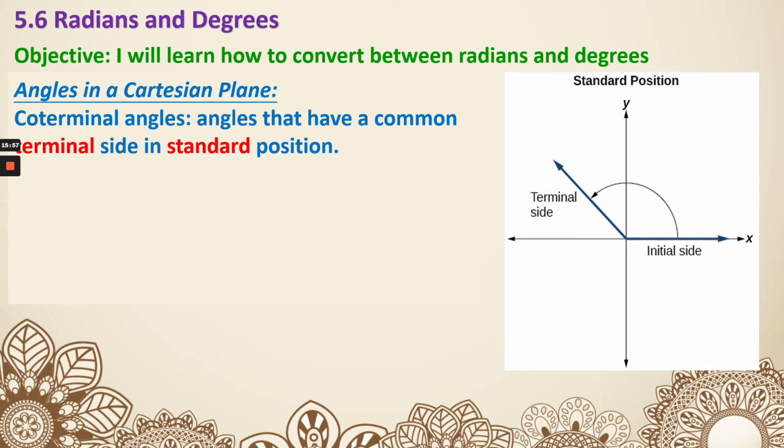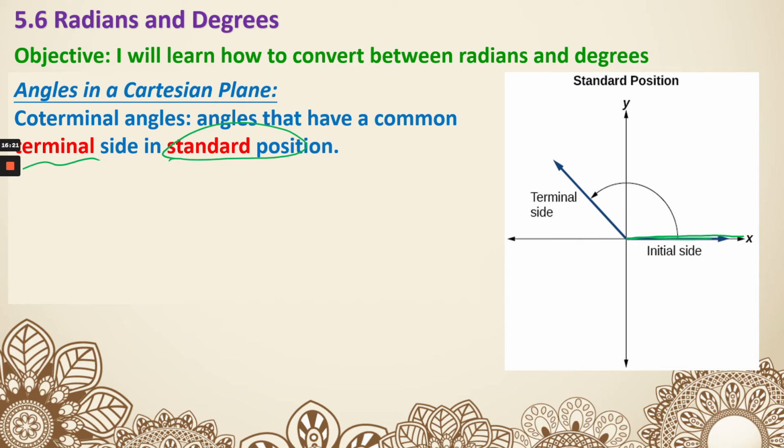Coterminal angles. Angles that have a common terminal side in standard position. Standard position, again, they will always have the same initial side. That's guaranteed. We want them to have the same terminal side. Some of you might be like, wait, but this is like one set angle. How could you make another angle that shares that side? Here's how.